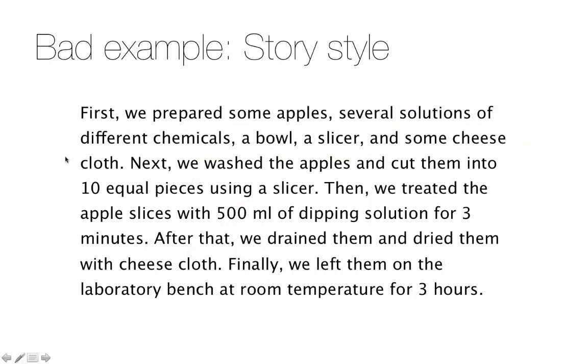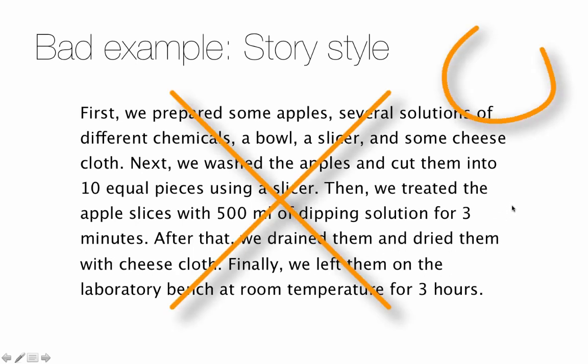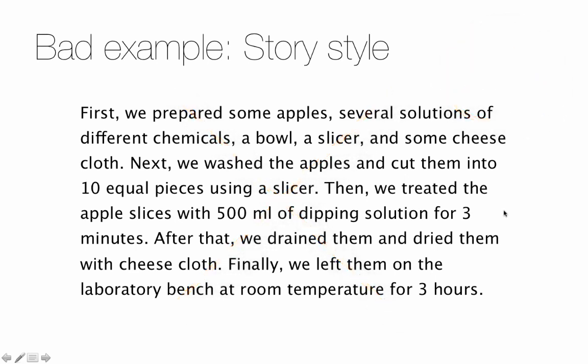Now this one is also a bad example. This is what I call a story style. This uses a lot of we. First, we prepared some apples, several solutions of different chemicals, a bowl, a slicer, and some cheesecloth. Next, we washed the apples and cut them into 10 equal pieces using a slicer. Then we treated the apple slices with 500 milliliters of dipping solution for 3 minutes. After that, we drained them and dried them with cheesecloth, and so on. So this sounds more like a story. It doesn't sound like a research paper.